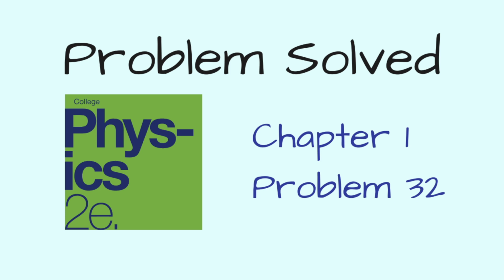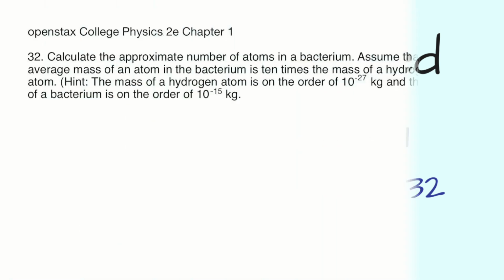It is from chapter 1 of College Physics 2E by OpenStax. In this problem, we need to calculate the approximate number of atoms in a bacterium. We can assume that the average mass of an atom in the bacterium is 10 times the mass of a hydrogen atom. They give us a hint that the mass of a hydrogen atom is on the order of 10 to the minus 27 kilograms, and the mass of a bacterium is on the order of 10 to the minus 15 kilograms.